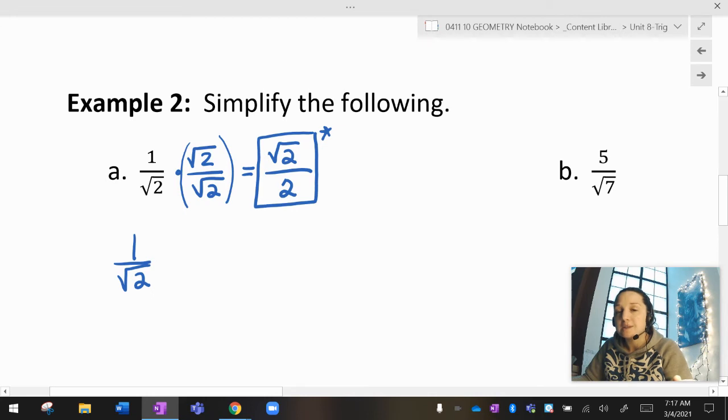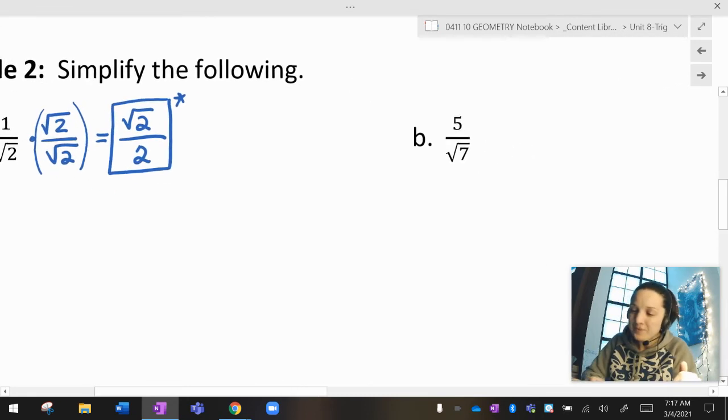So rationalizing the denominator is good for doing things in your noodle if you needed to estimate how big something was. Okay, climbing down off of my soapbox and showing you how to do these now.